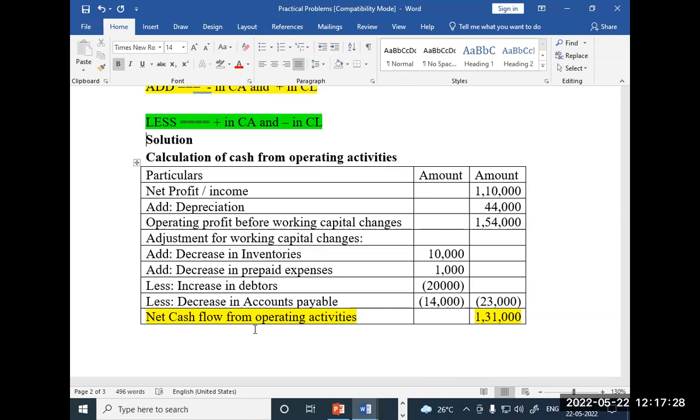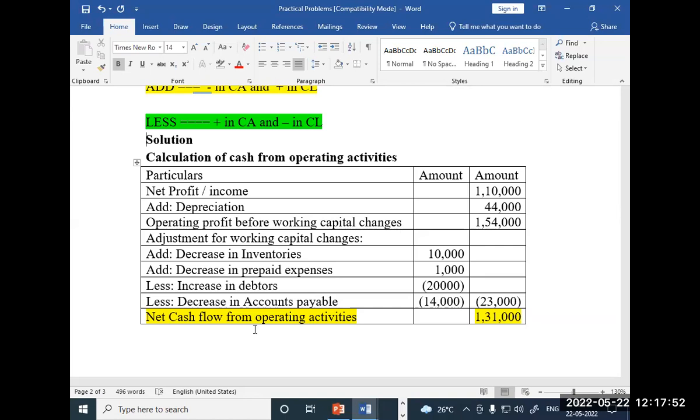You have to start with the opening balance of cash and cash equivalents. Then add point A, net cash flow from operating activities. Whatever you have done, the net amount you have to take to the amount column in the cash flow statement. Similarly, point B, cash flow from investment activity. Point C, cash flow from financing activity.